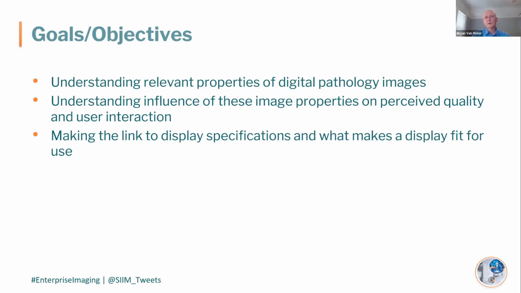Going back to the conclusion, the goals and objectives were really to understand the relevant properties for digital pathology images, and to understand the influences of these image properties on perceived quality from the user interaction. And then my job was a little bit to make the link there to display specifications. I tried to be really clear that it's not just one, two, or three. It's most of them working in some type of amalgam or concoction of things that make good image quality, makes it fit for use. And for us, fit for use is something that actually improves the speed to diagnosis, improves the confidence in the diagnosis, and improves the reproducibility in diagnosis. And that's what we set off to achieve when we made a purpose-built device, or this human interface device, specifically for digital pathology.